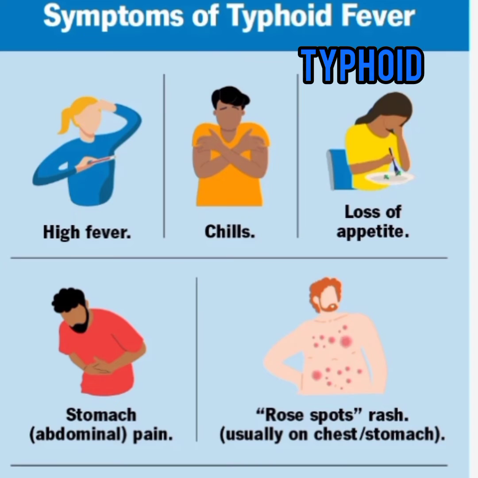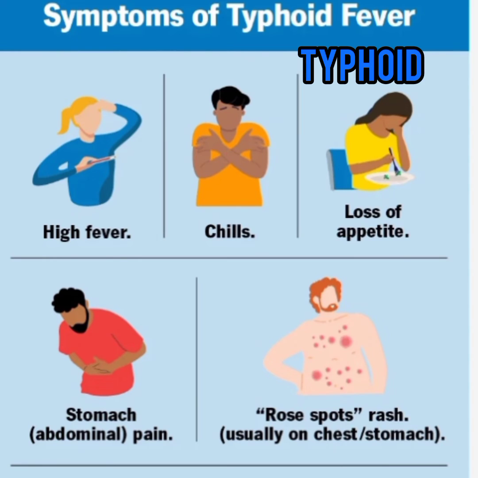Some of the signs and symptoms of typhoid include: number one, fever. Fever which keeps on increasing gradually up to 39 to 40 degrees Celsius. Then secondly, chills. You feel like your body is cold. Then also loss of appetite. When you have typhoid, there is loss of appetite. Then also stomach pain. There is also abdominal pain.